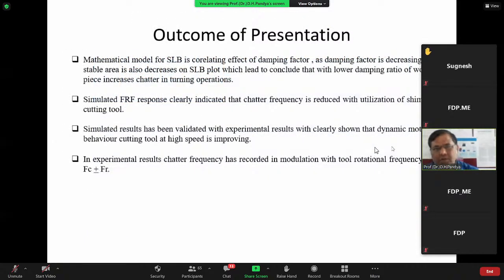So with all this, what is the outcome of the presentation that I already discussed a number of times: the stability lobe diagram, and that lowering the damping ratio increases chatter in the turning process. The simulated FRF response clearly indicated the chatter frequency is reduced with the utilization of SIM in a cutting tool, and the simulated result has validated the experimental result. And in the FRF experimental result, the chatter frequency is showing the modulation of chatter frequency and the rotational frequency.